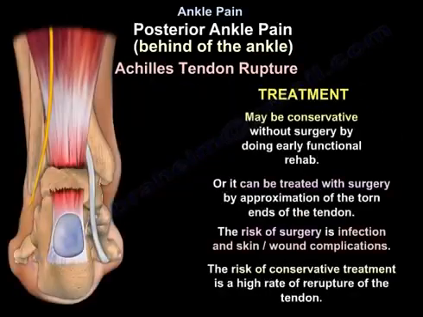Treatment may be conservative without surgery by doing early functional rehab, or it can be treated with surgery. Surgery is done by approximation of the torn ends. The risk of surgery is infection and skin and wound complications. The risk of conservative treatment is a high rate of re-rupture of the tendon.